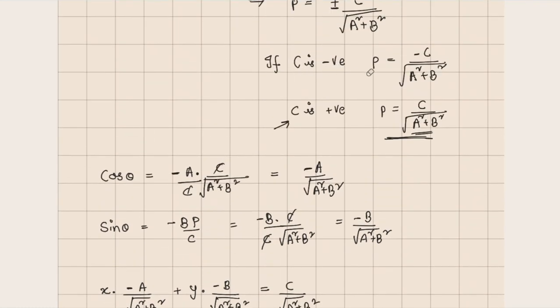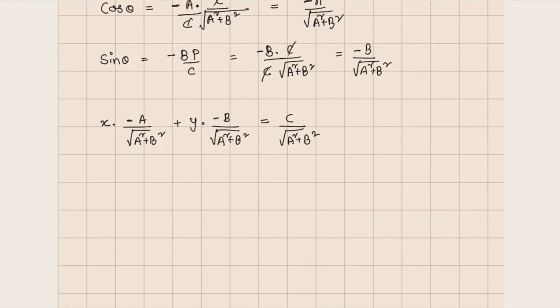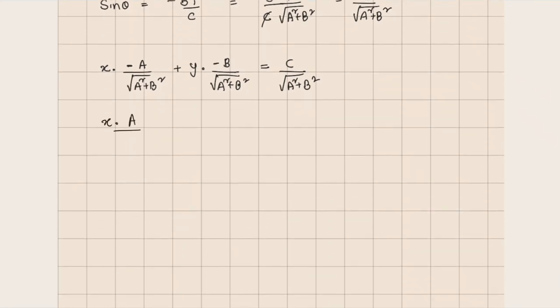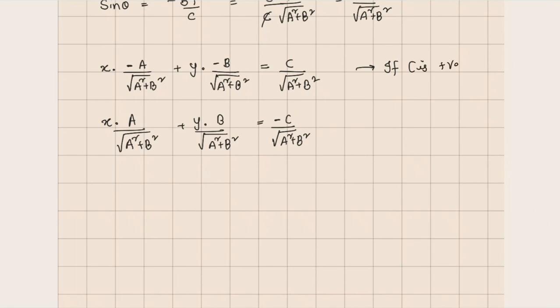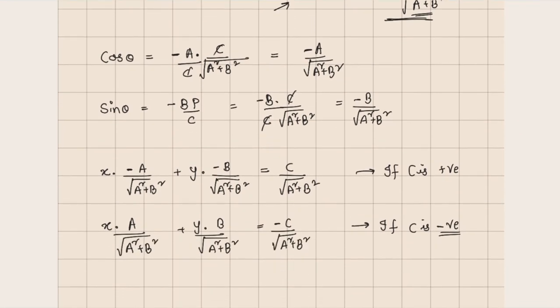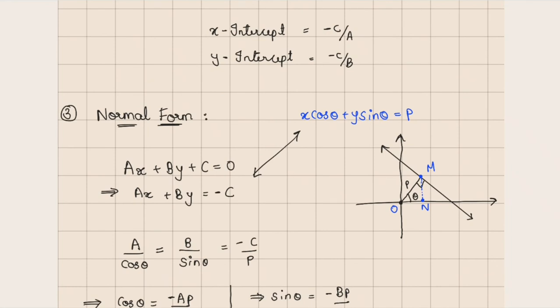If c is negative, then we have to substitute p equal to minus c by root over a square plus b square. Then the minus gets cancelled, and we get the cos term as positive and the sin term as positive. So I will write that case also, which gives x into a by root over a square plus b square plus y into b by root over a square plus b square equals minus c by root over a square plus b square. So we get two reduced forms based on the condition of c. See, this equation is nothing but the general form divided by root over a square plus b square, where a is the x coefficient and b is the y coefficient.